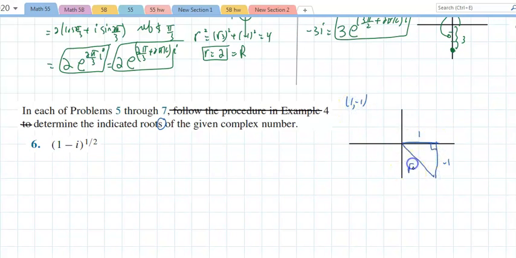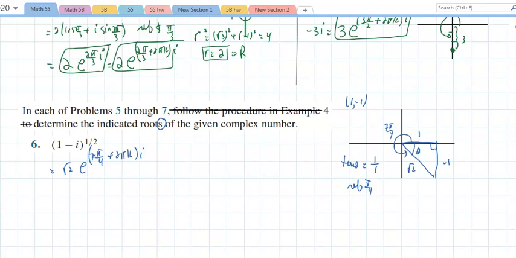That's simple. That's radical 2. And the reference angle, tan of theta, equals 1 over 1. You ignore the minus, so the reference angle is pi over 4. And in this quadrant, that would be 7 pi over 4. So I could say this is radical 2 e to the 7 pi over 4 plus 2 pi k i.